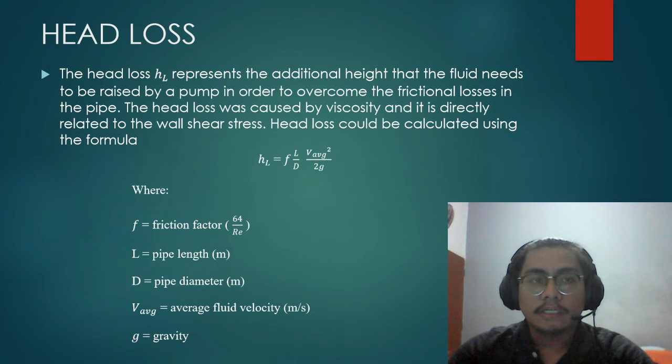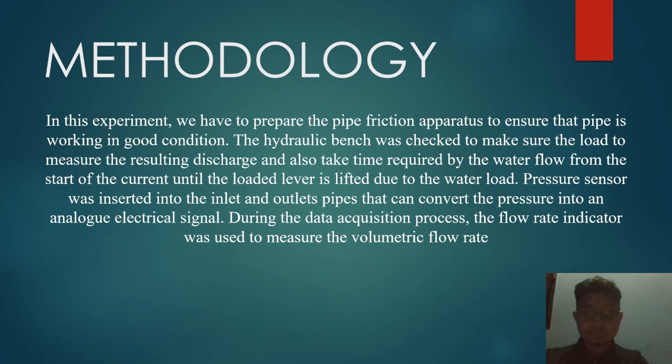So next is the head loss. The head loss HL represents the additional height that the fluid needs to be raised by a pump in order to overcome the frictional losses in the pipe. The head loss was caused by viscosity and it is directly related to the wall shear stress. Head loss could be calculated using the formula given.